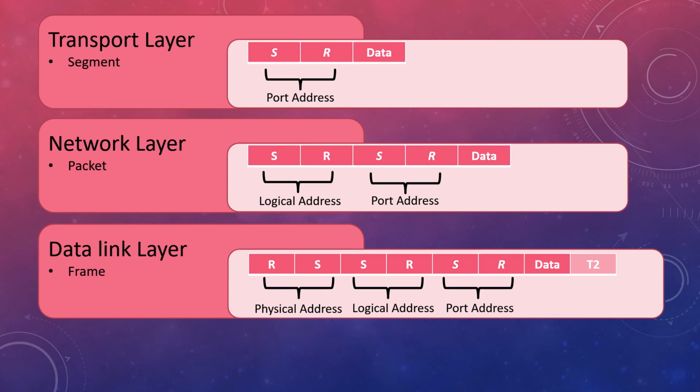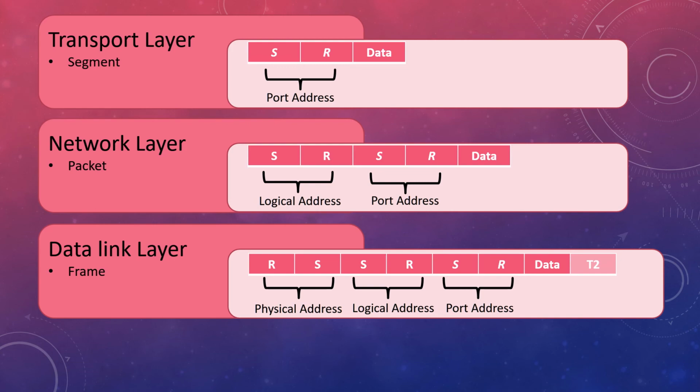Then the third layer is the data link layer with the frames. This is different from the above because the physical address, which has two parts, has the receiver at the front, and then the sender address. So it is different from the formula above. Then we have two parts for logical address, two parts for port address, and then the data. Lastly, there's another add-on, which is the trailer, which is added for error detection and correction.